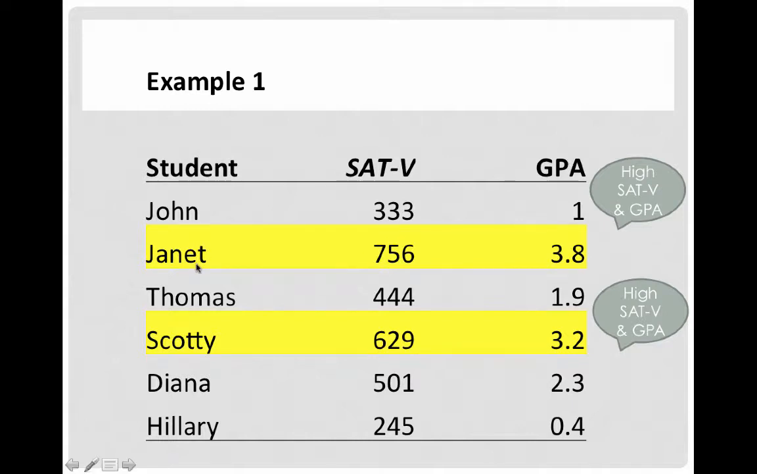Okay, look at Janet and at Scotty. SAT verbal of 756, GPA of 3.8. Scotty, 629, GPA 3.2. So they have a high SAT verbal and a high GPA. So that would say that yes, there is a relationship. The two students who scored high on the SAT verbal also have the highest GPAs.